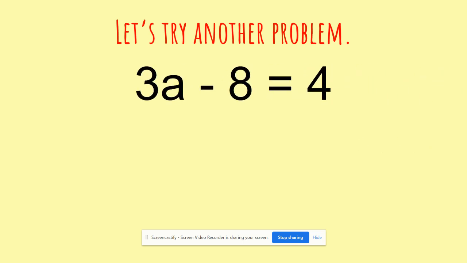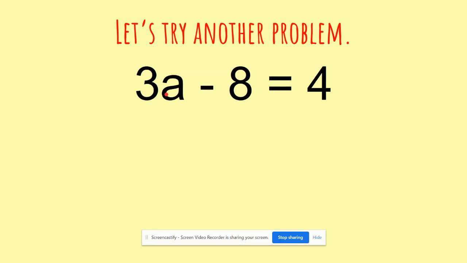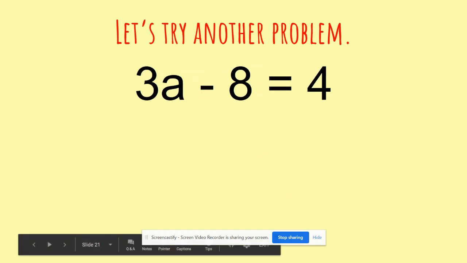I want you to ask yourself, where are we going to start? Are we starting with the 3, the 8, the 4? Well, we're always going to start on the side that has the variable, which is this. Okay, but am I going to start with the 3 or the 8? Because I know that the rule is I start with either addition or subtraction, it's going to be the 8, right? Because the 8 is subtracting right now.